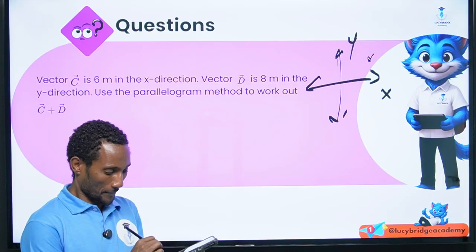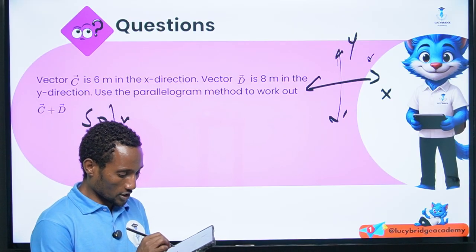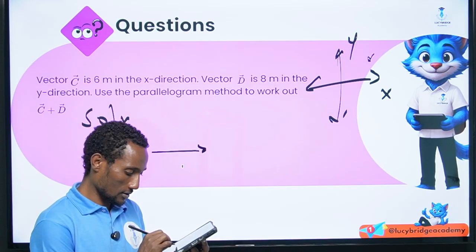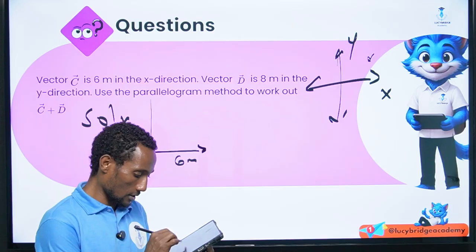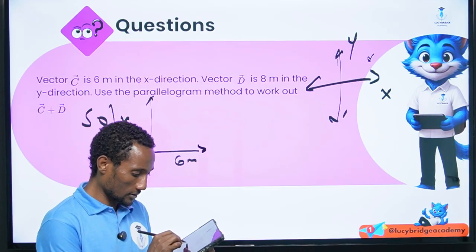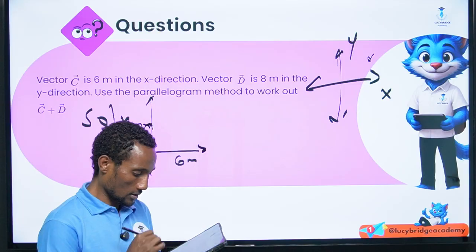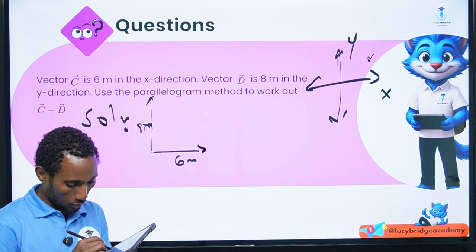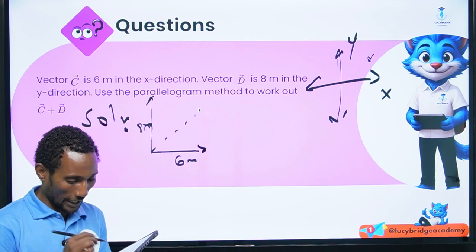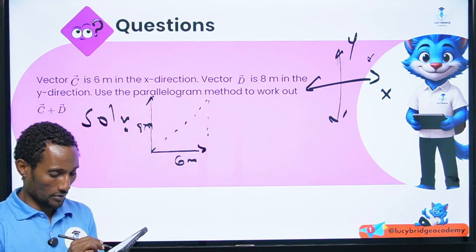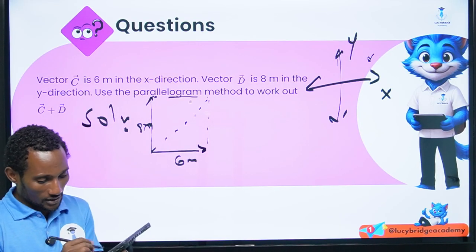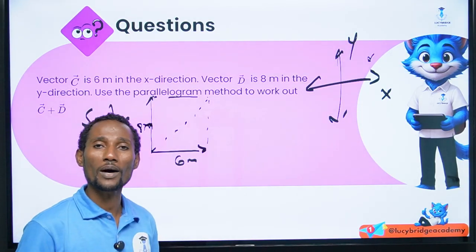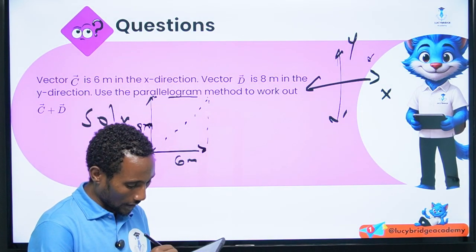To do this in our solution, we take 6 meters in the x direction and 8 meters in the y direction. Then we use the parallelogram method like this. Here we have the vectors like this, and it looks like a rectangle. This rectangle is also called a parallelogram.